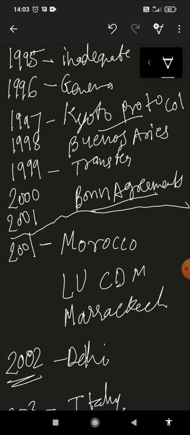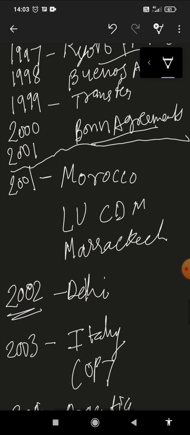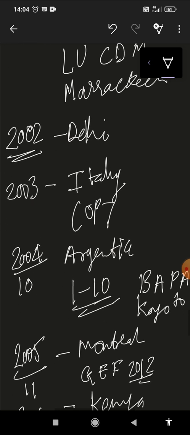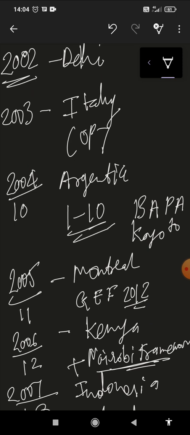Then in 1999 in Bonn, Germany, the focus was on the adoption of the guidelines and no major decisions were taken. Then in 2000 the Bonn Agreement was signed. Then in 2001 the Marrakech Ministerial Declaration was signed in Morocco. Then in 2002 the Delhi Ministerial Declaration was adopted. Then in 2003 the Adaptation Fund was given to the various developing countries. Then in 2004 the Buenos Aires Plan of Action was adopted. Then in 2005 the Montreal Protocol was adopted.